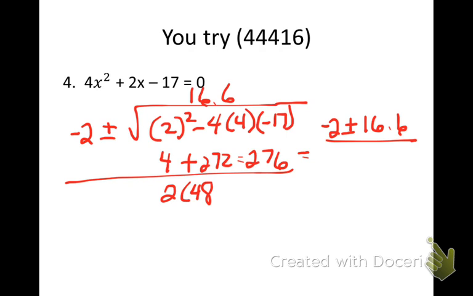So negative 2 plus or minus 16.6, all over 8. Where did 48 come from? Not sure where that came from. 2 times 4 is 8. I guess I multiplied them together before I wrote it.